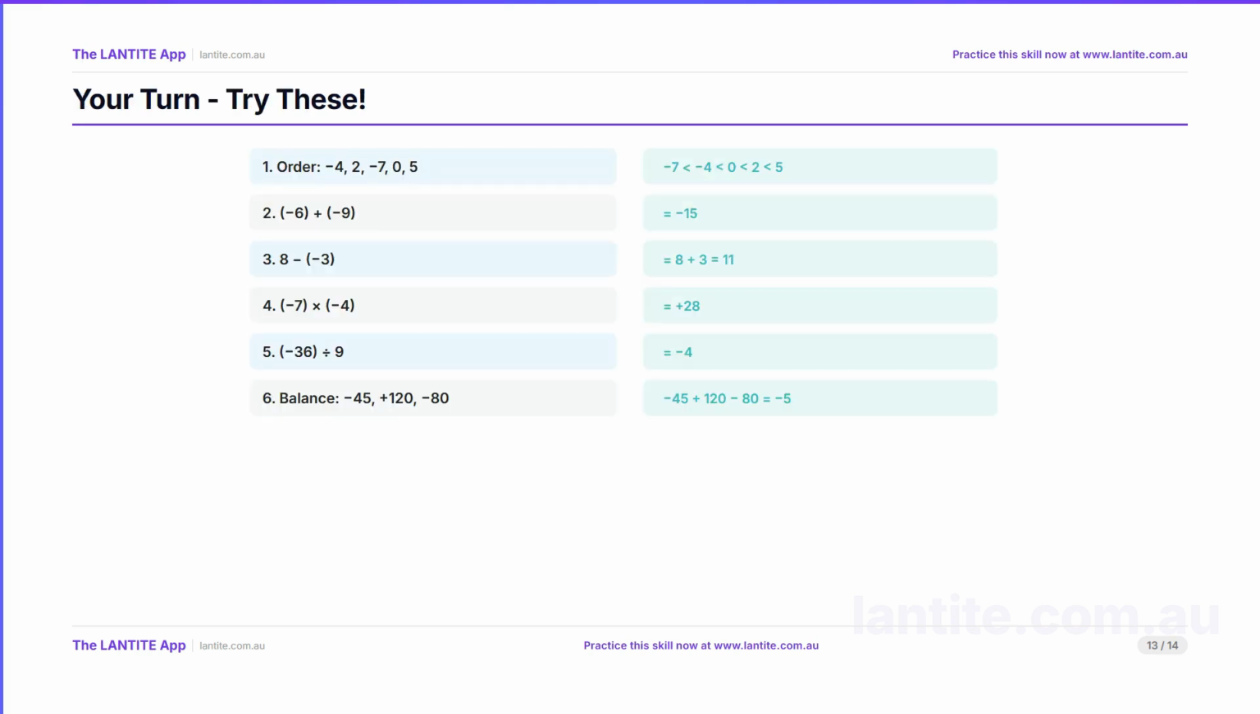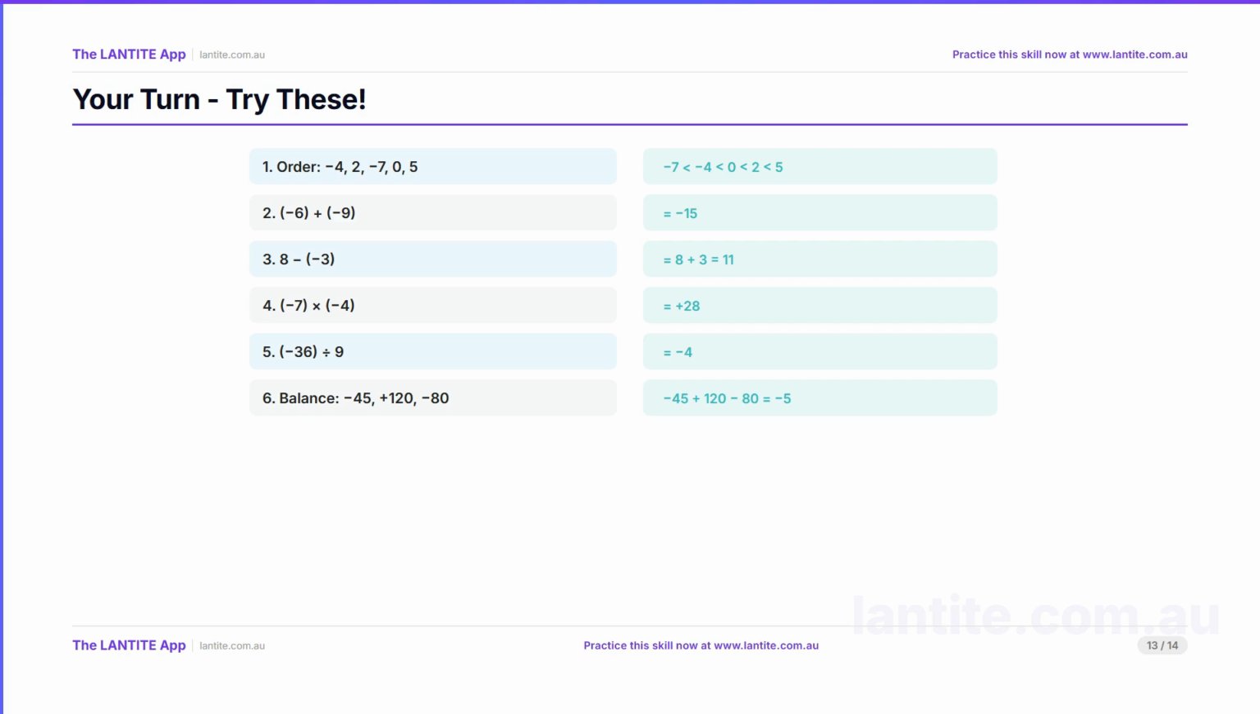Now, it's your turn. Pause the video and try these 6 problems. Problem 1. Order -4, 2, -7, 0, and 5, from smallest to largest. Problem 2. Add -6 and -9. Both are negative, so add the values and keep the negative sign.